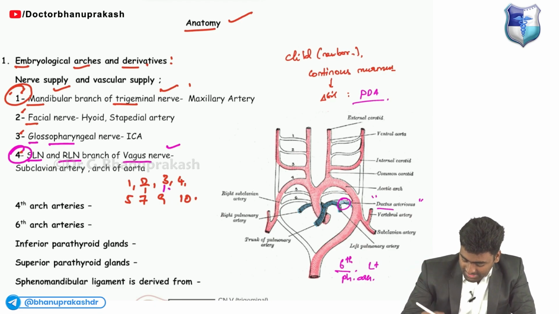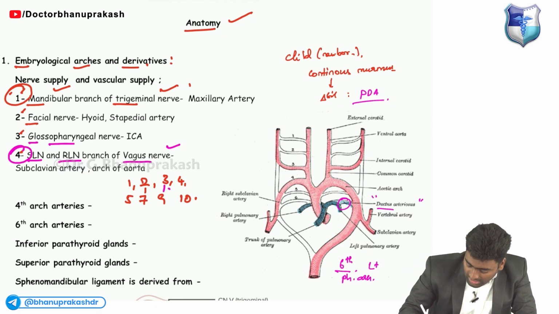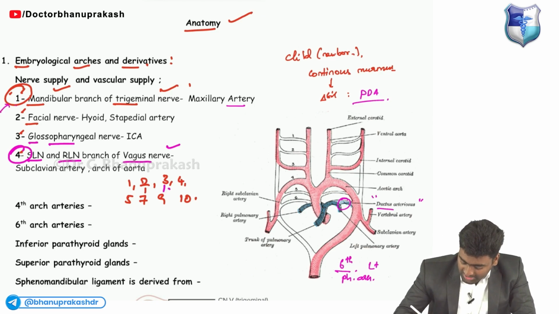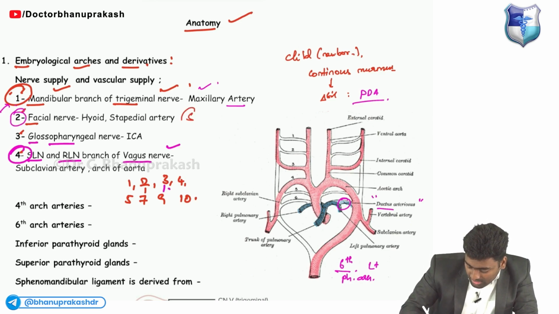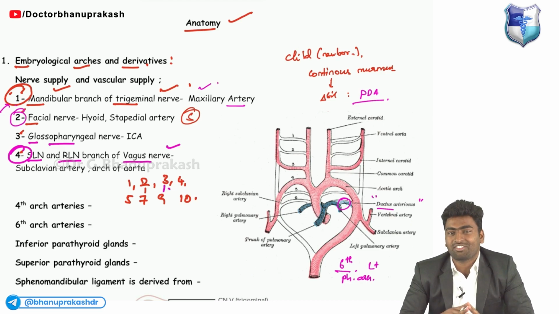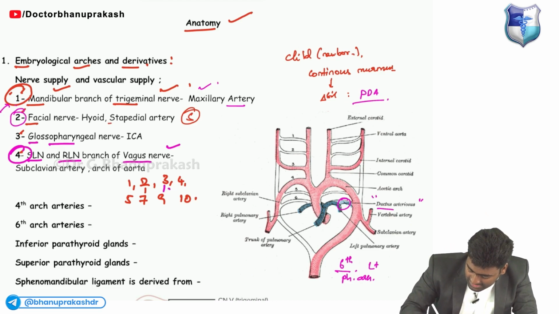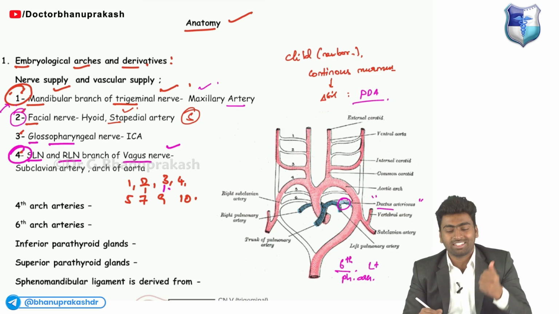Then next time they can ask you which artery is supplied for the first pharyngeal arch. It is the maxillary artery. And for the second one, remember everything will start with the letter S. So it is the stapedial artery. The second one is the stapedial artery.